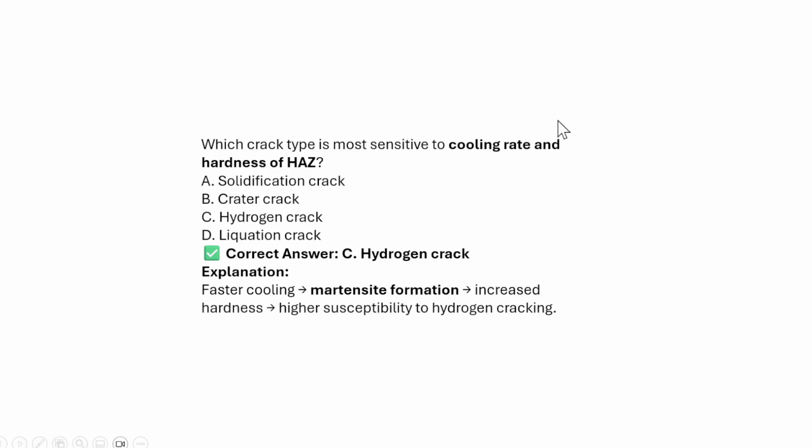Why? Because once it mentions the cooling rate, if it is a faster cooling rate, it will form martensite. If martensitic, it means an increase in the hardness. The faster cooling also forms a hard phase in the HAZ, and that harder martensitic phase cannot accommodate the hydrogen, which will be segregated to the grain boundaries. The grain boundaries will be enriched with hydrogen, which makes hydrogen embrittlement. So high risk results in high susceptibility to hydrogen cracking.